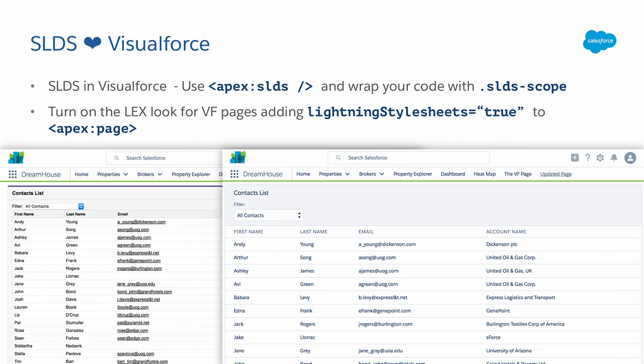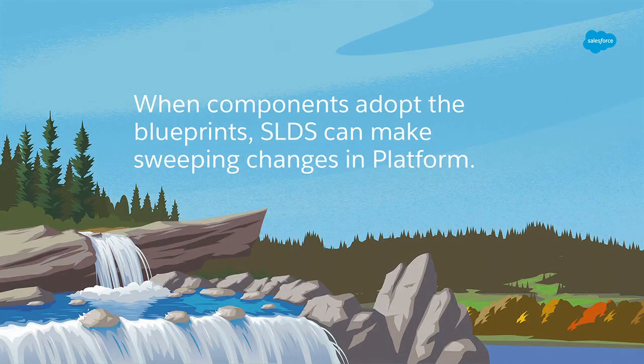If you would like to turn on the Lightning experience for Visualforce, this has been a really popular feature that we released. We have this magical attribute called Lightning style sheets equals true, and you just add that to the Apex page tag, and a lot of the look and feel of Lightning comes to your Apex application, which is really cool. When components adopt the Lightning design system, we can effortlessly make these sweeping changes in the platform.